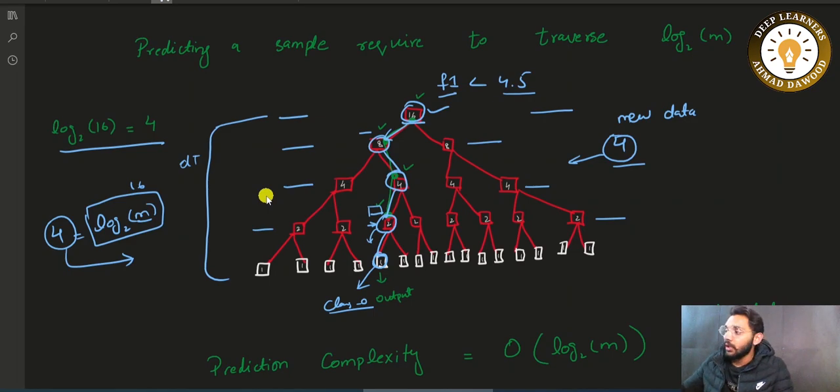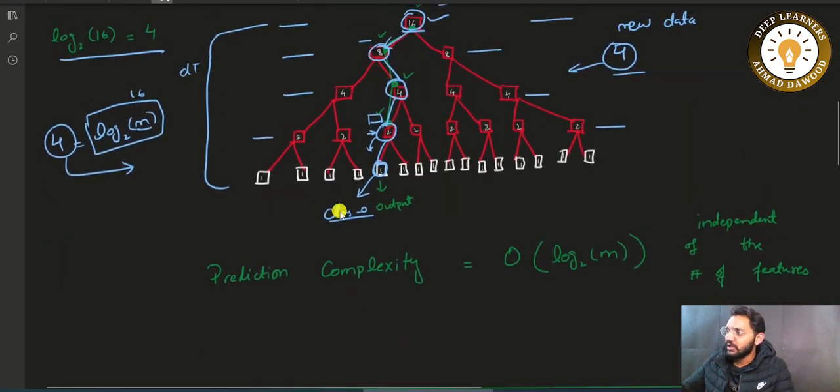So, independent of the number of features, whatever number of features you have, the prediction complexity depends only on the number of samples. Whatever number of features you have, like 10 features.